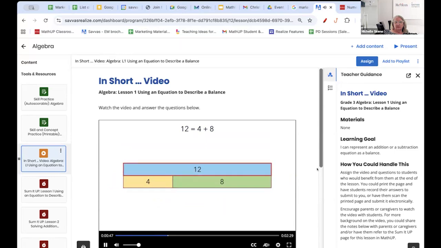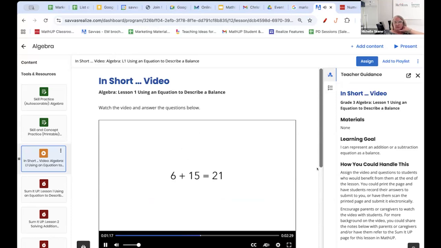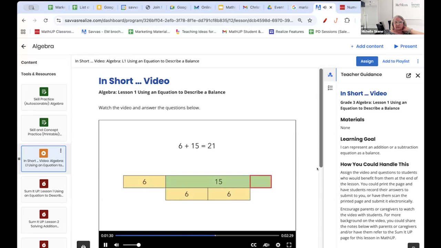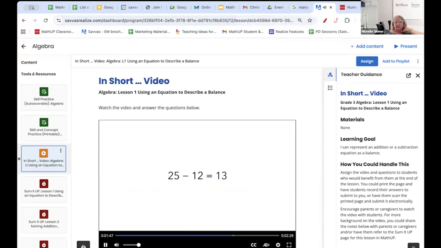The bar diagram shows 12 equals 4 plus 8, but it also shows 12 equals 8 plus 4. The diagram also shows that 4 is 12 minus 8, and that 8 is 12 minus 4. That's because the 12 bar is 4 longer than 8 and 8 longer than 4. To create a bar diagram, it helps to think about the equation you want to model. Let's model 6 plus 15 equals 21. You could start with a 6 bar, then create a 15 bar. 15 is greater than 2 6s, so the 15 bar should be longer than 2 6 bars. Because 21 equals 6 plus 15, the 21 bar will be the exact length of the 6 bar and the 15 bar combined.